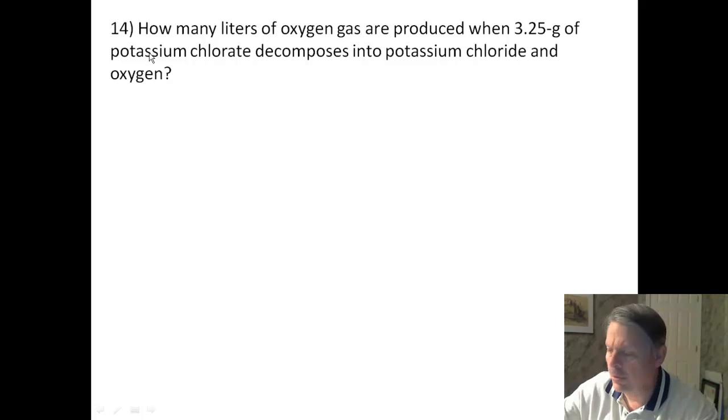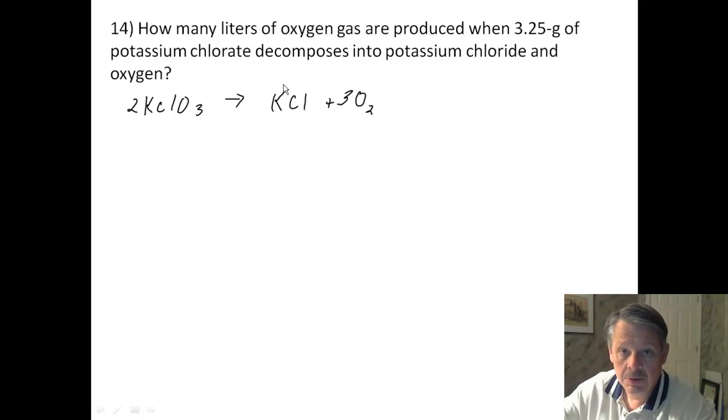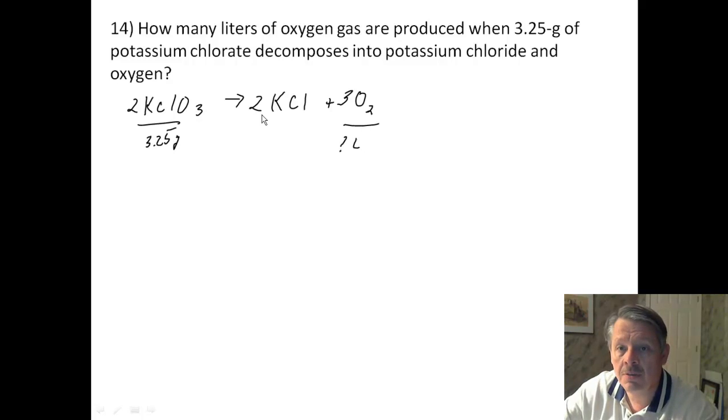We have 3.25 grams of potassium chlorate, that's KClO3, and it decomposes into potassium chloride and oxygen gas. All of our charges are balanced, so we have to put in some coefficients to balance our equation. And now let's see, we start with 3.25 grams of this, and we're decomposing, and it's asking us for liters of oxygen gas. So we have to go from KClO3 to oxygen.